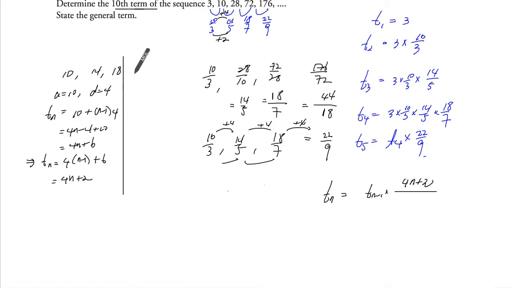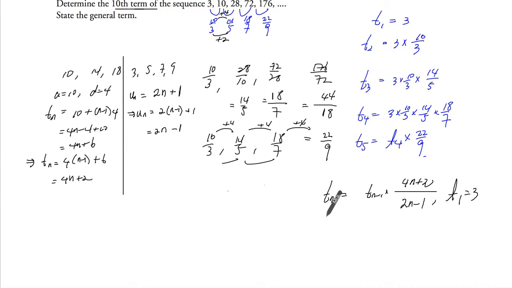And similarly for the bottom, the pattern is 3, 5, 7, 9. So the general term for the bottom, let's call it Un. I don't want to call it the same Tn. Typically it's 2n plus 1. When it's 1, it's 3. When it's 2, it's 5. But we want to match it with this number here. So when it's 2, I want it to be 3, but right now it's 5. So we can adjust this by replacing n with n minus 1. Now if it's 2, it's 3. If it's 3, it's 5, and so on. So the bottom is 2n minus 1. So this is the recursive formula for it. T1, of course, is equal to 3.